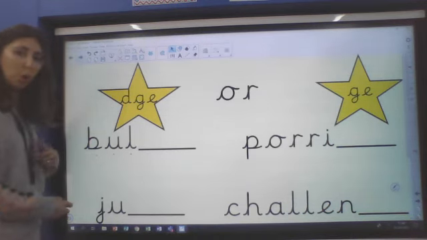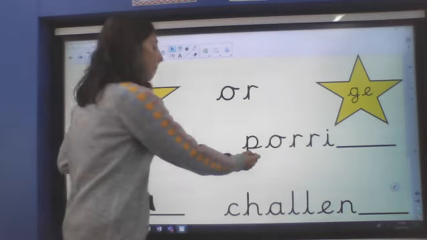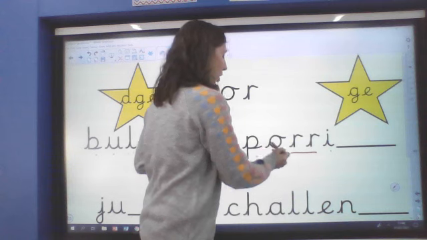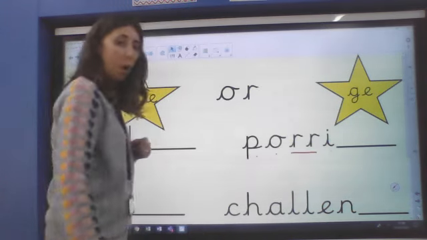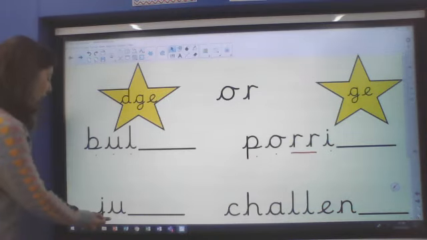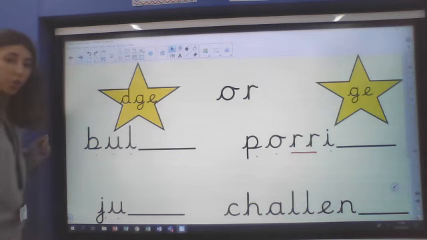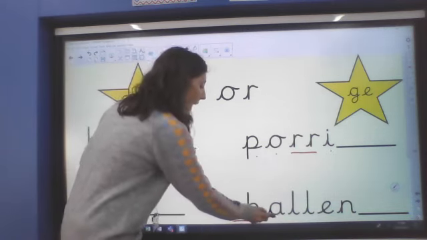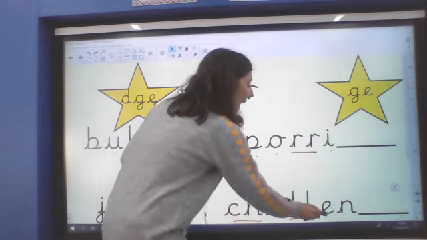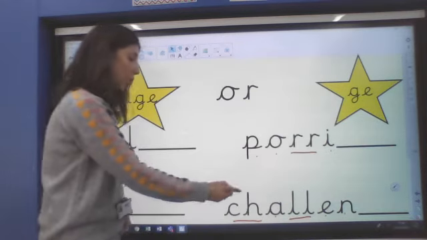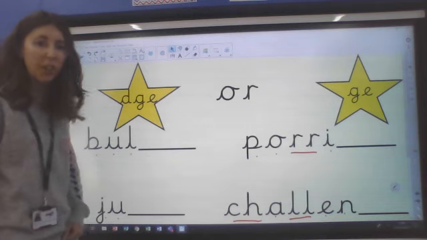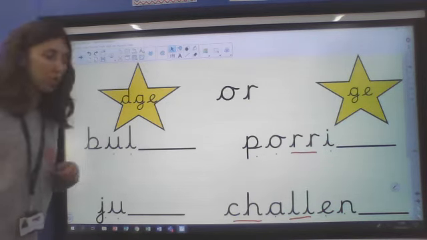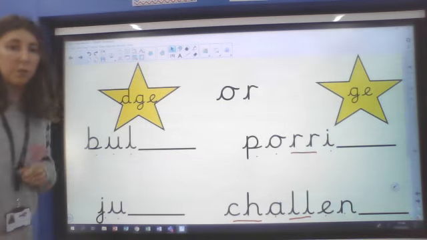Bulge, bulge, orange, orange, porridge, judge, judge. And this is a long one, isn't it? Challenge, challenge. Okay, so we've got bulge and judge, porridge and challenge with the J sound missing.